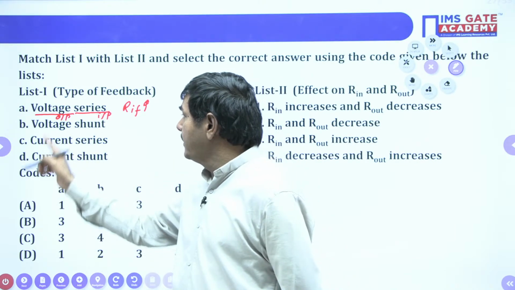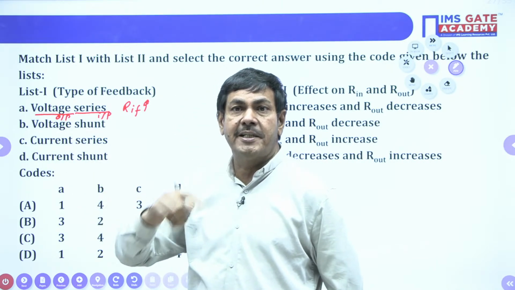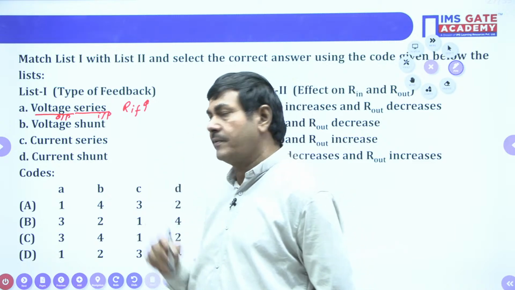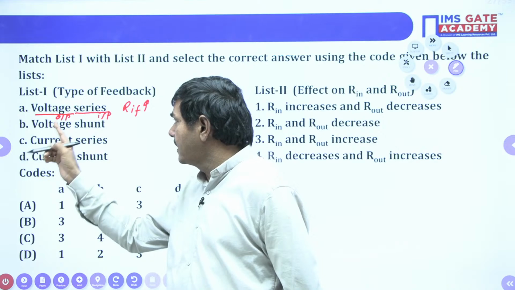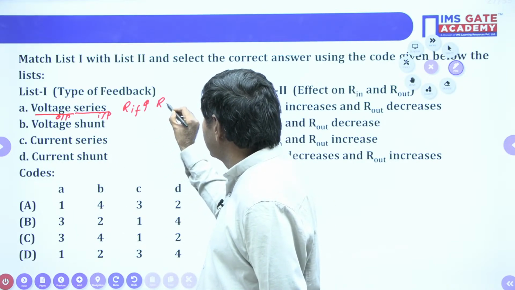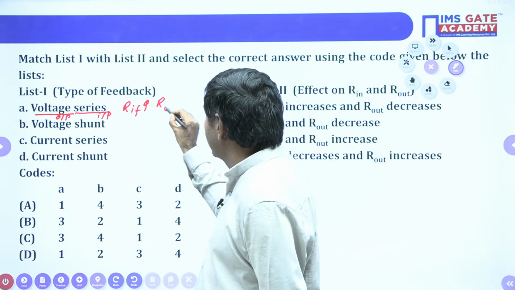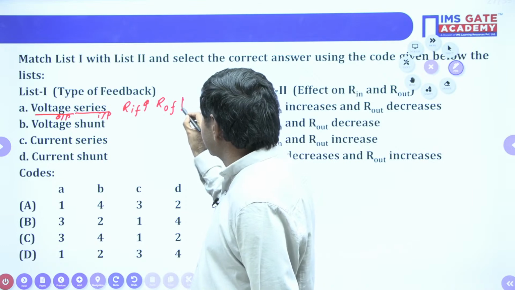So now you tell me, voltage indicates a shunt. In the shunt connection, will the resistance increase or decrease? Identify. It decreases. Shunt connection, parallel, their resistance decreases only. That's why ROF, the output impedance at the output, will be decreased.